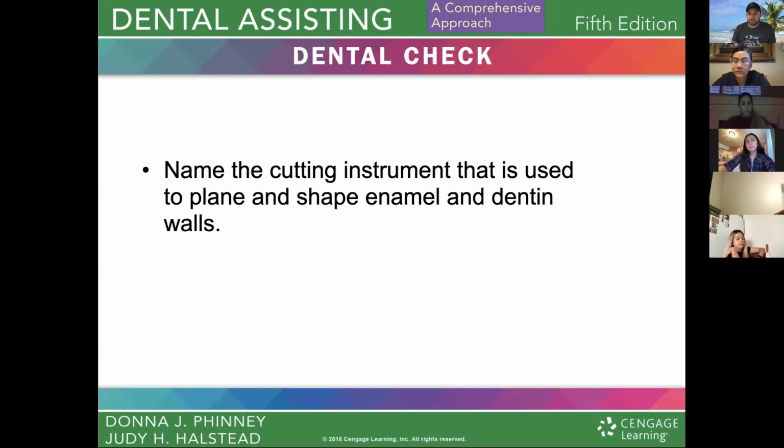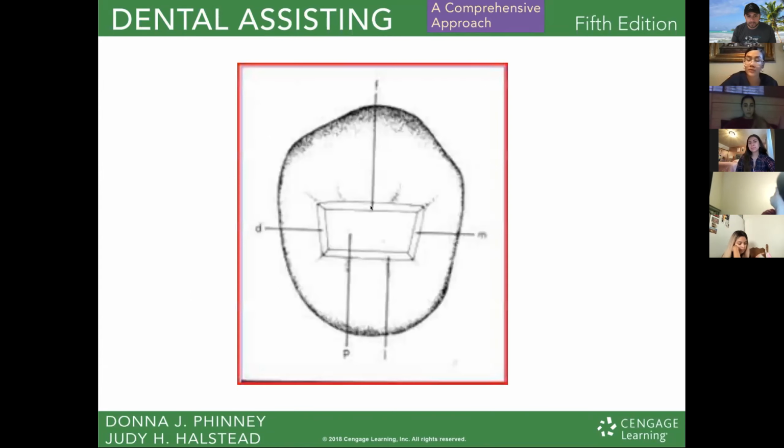Okay, so who could tell me the name of the cutting instrument that is used to plane and sharpen enamel and dentin walls? A chisel? Good job, a chisel. Who said that? Alina, good job, Alina. Yes, it is a chisel. So those can plane and shape enamel and dentin walls. So that's basically, these are the walls here, this vertical planes here. So we can use a chisel to kind of, the dentist will kind of use this in a motion like that to shape those walls.